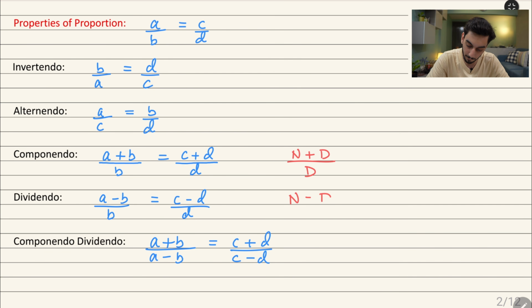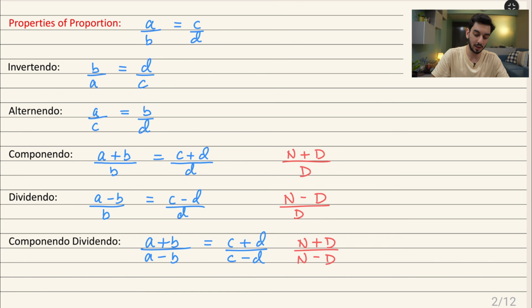Dividendo is numerator minus denominator upon the denominator equal to the same thing. And componendo dividendo is just the combination of both these things, so numerator plus denominator upon numerator minus the denominator. Okay, so these are the things that you should know before solving the questions of this chapter.